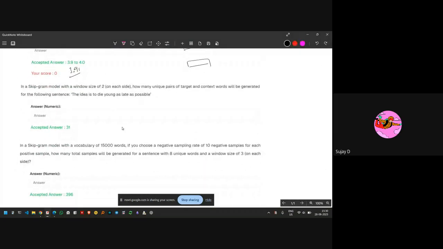In the skip-gram model with a window size of 2 on each side, how many unique pairs of target and context words will be generated for the following sentence? The idea is to die young as late as possible. First, there is a repetition of "as". We have to take care of that.